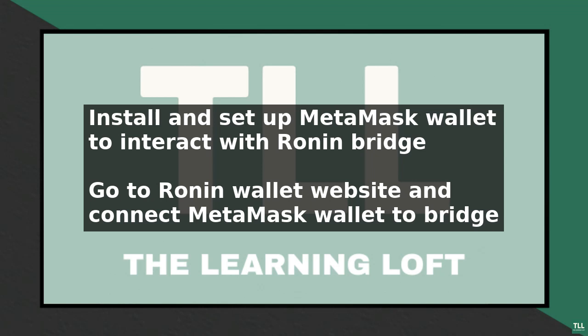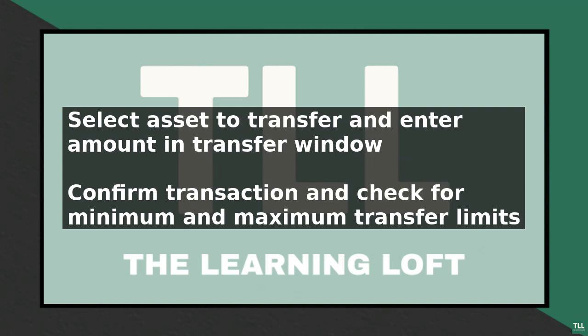Next, go to the Ronin Wallet website and click on the Bridge tab. Then connect your MetaMask wallet to the Ronin Bridge by clicking on the Connect Wallet button. Once connected, you will see the transfer window where you can select the asset you want to transfer, either from Ethereum to Ronin or vice versa. Choose the asset and enter the amount you want to transfer.